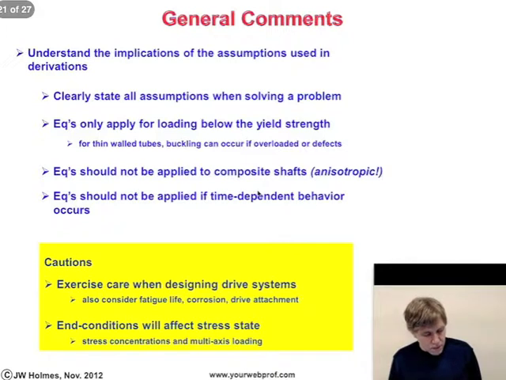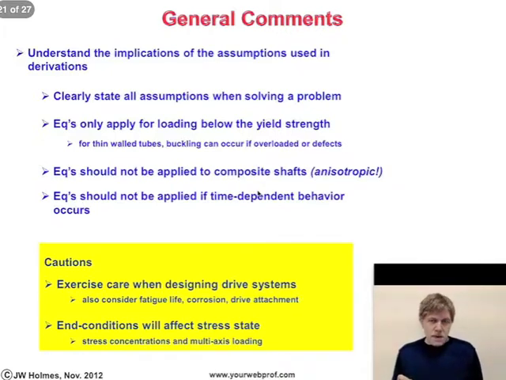The equations we derive only apply for loading below the yield strength. Again, that was one of our assumptions. Now, for thin wall tubes, we also need to worry about things such as buckling. That could occur if we have an overload, if we apply too much load, or if we have variations in the geometry or some defects. And I'll cover buckling in another teaching module, which is in mechanics of materials.